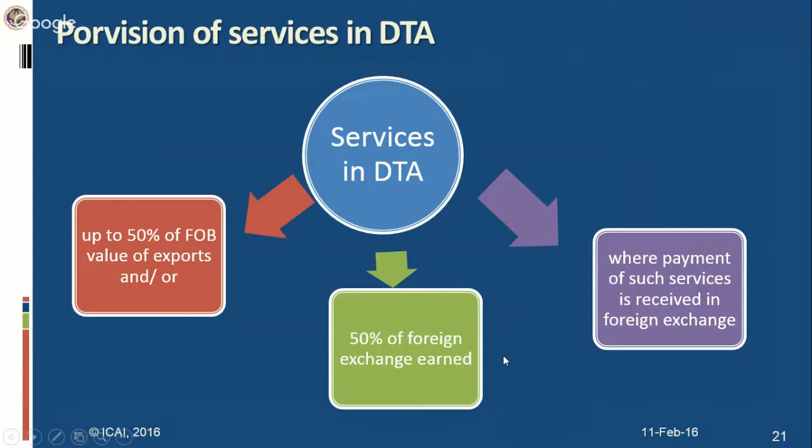Similarly, services can also be provided in DTA up to 50% of the value of exports. The same condition is there for provision of services in DTA. That is, the same limit is applicable to provision of services in DTA by EOU. That is 50% of FOB value of exports or 50% of exchange earned, as the case may be, where payment of such services is received in foreign exchange. So for this particular condition, where payment of such services is received in foreign exchange, that is 50% of the foreign exchange or 50% of the FOB value of exports, as the case may be.